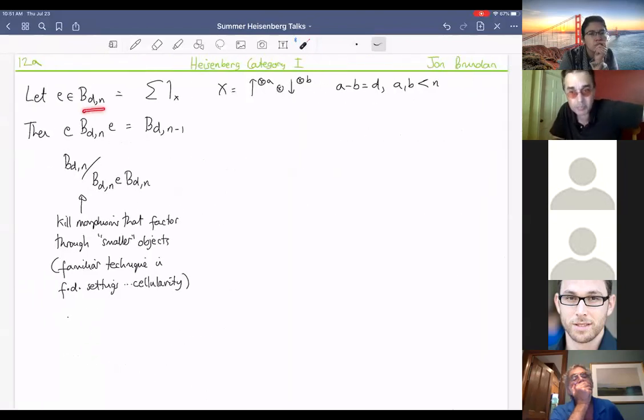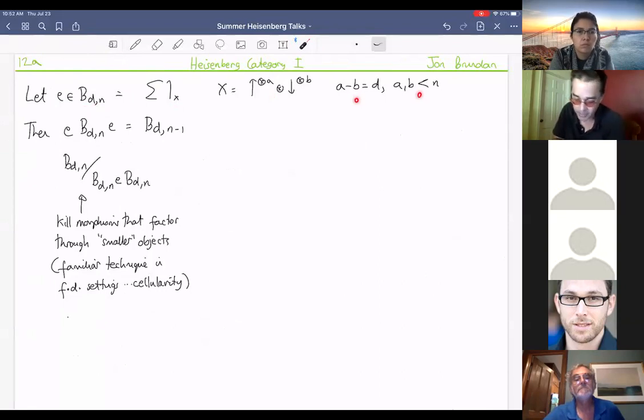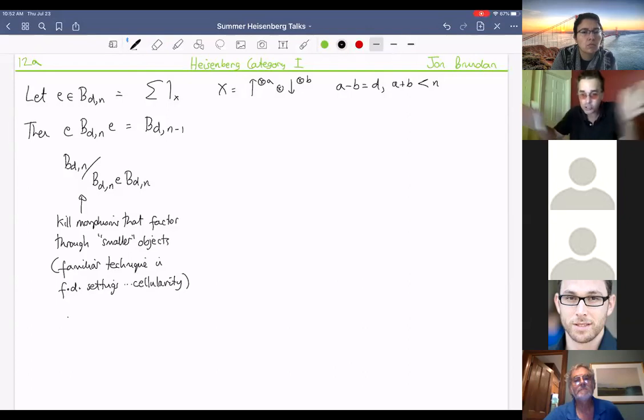We're now looking at a single B sub D,N, and we're trying to compute its Grothendieck group. Let E in that algebra be the idempotent coming from all the objects X which are A ups followed by B downs. Of course, we have to have A minus B equal to D. And in B sub D,N, A plus B is less than or equal to N. Sorry, I wrote that wrong; I wanted to write A plus B here. So take all the ones where A plus B is actually less than N, so these are all strictly shorter words.